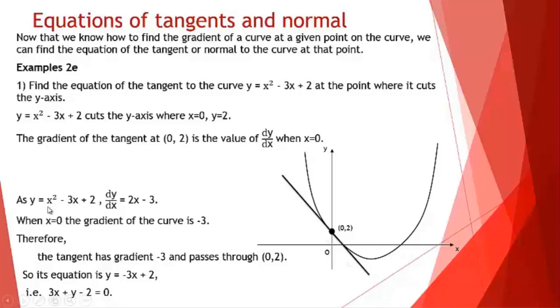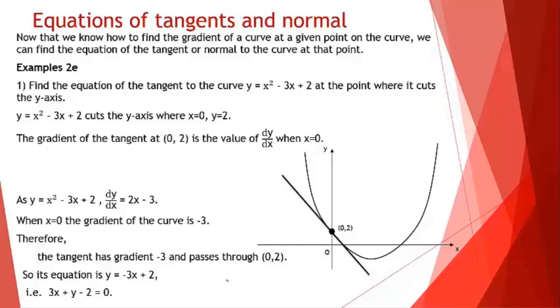As y equals x squared take away 3x plus 2, dy by dx equals 2x take away 3. When x equals 0, the gradient of the curve is -3. So we substitute 0 for x in the gradient of the curve, which is 2x take away 3, and we get -3. Therefore the tangent has gradient -3 and passes through (0, 2). So its equation is y equals -3x plus 2.